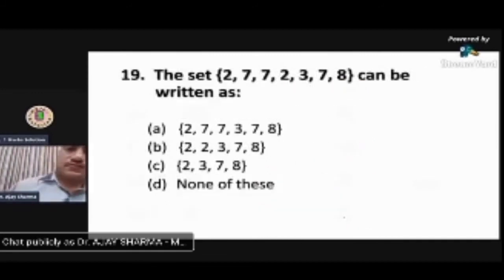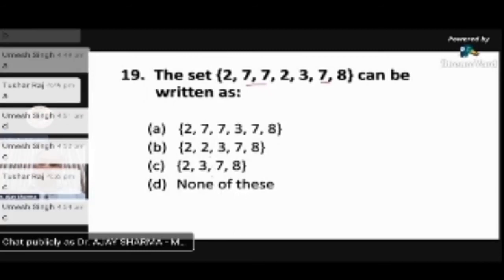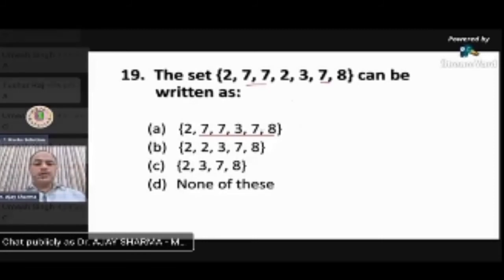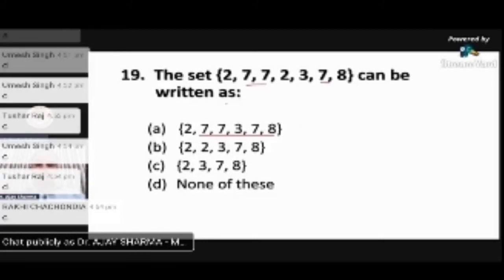The set can be written as, sorry. Now, what are the possibilities that this set can be written? When an element is written more than once in a set, it means we have to write the element only once. This is the same thing, but we have to write in the simplest possible way. Here the simplest possible way is this one.